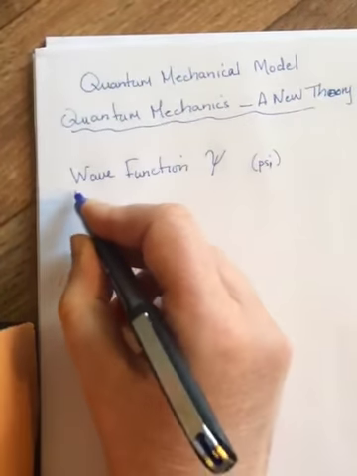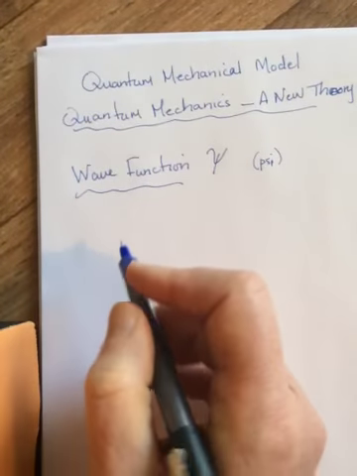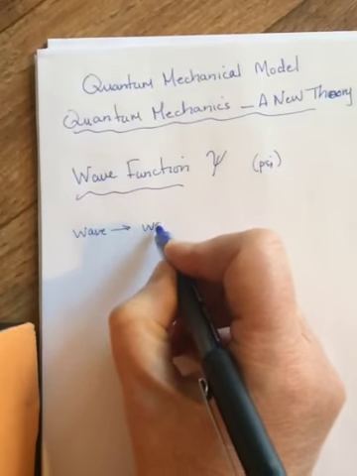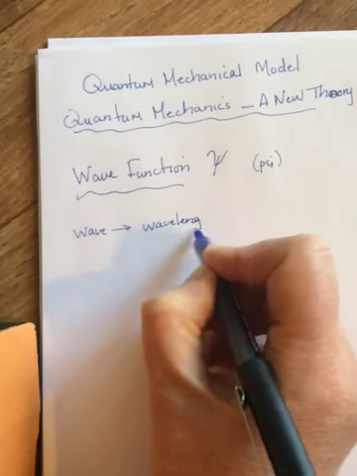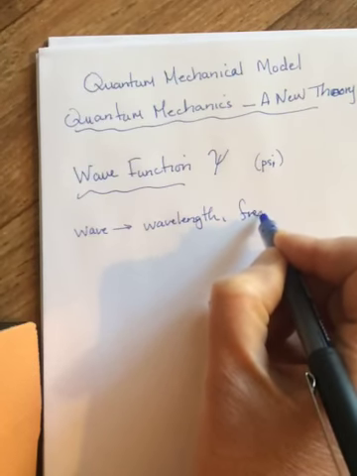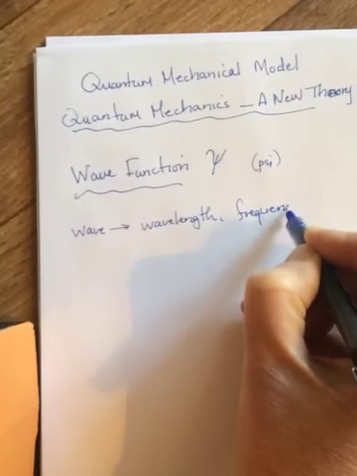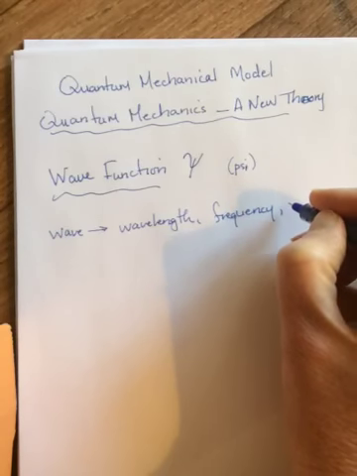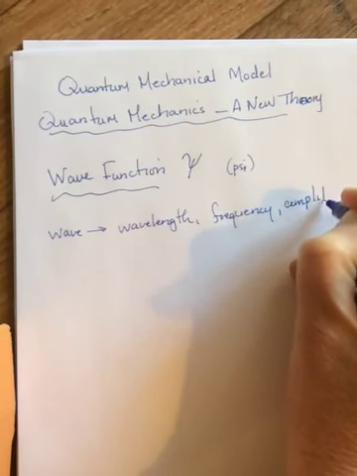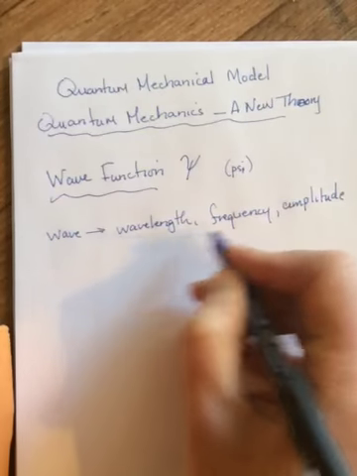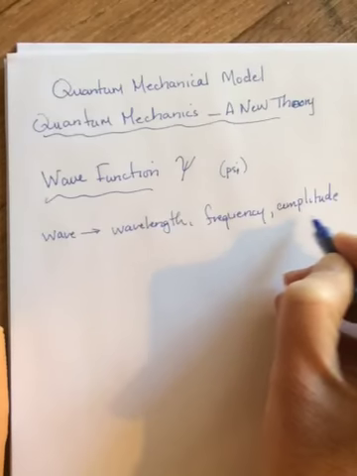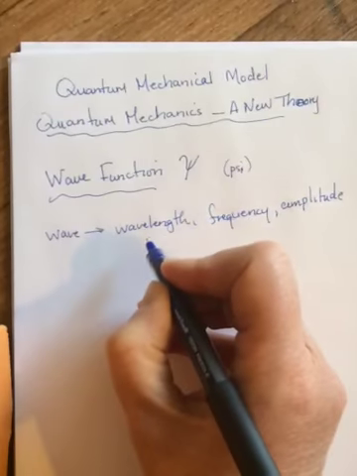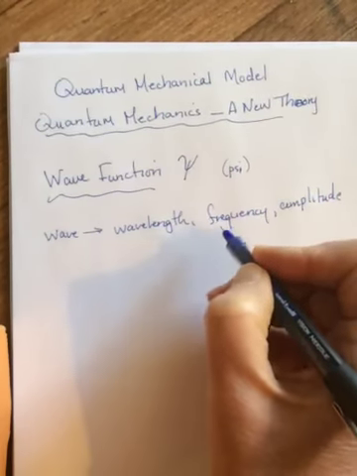Now, to explain what the wave function is, you have to think about the three properties that are important when we talk about any wave. Those properties are the wavelength, the frequency, and the amplitude of the wave. So how long the wave is, how many waves per second, and how much energy, or what is the magnitude or the amplitude of the wave. Okay, so think about water waves. We know all these, even light waves.